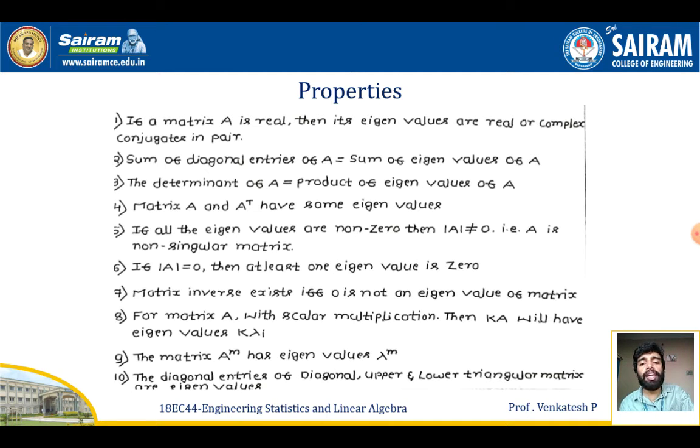For the matrix A with scalar multiplication, the eigenvalues of KA will be K lambda. For example, if I multiply some constant K with the given matrix A, then K lambda is an eigenvalue of the matrix KA. The matrix A power m has the eigenvalue lambda power m. And the last property: the diagonal entries of a diagonal matrix, an upper triangular matrix or a lower triangular matrix are the eigenvalues.